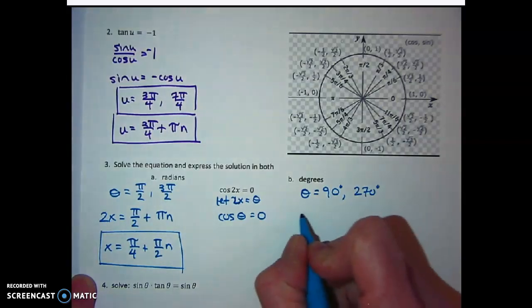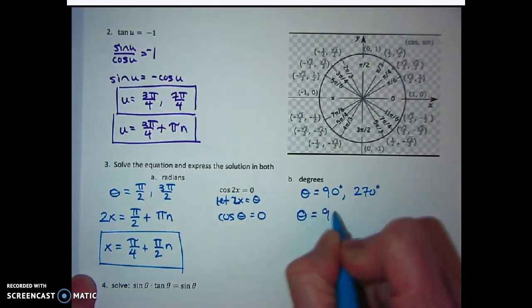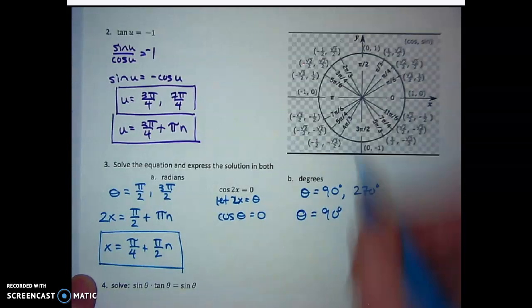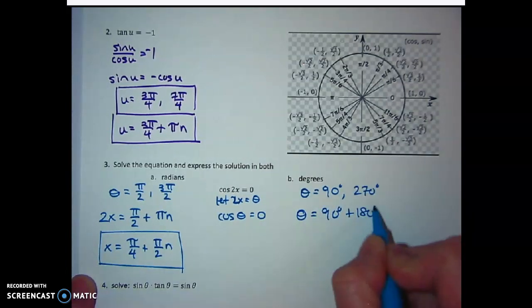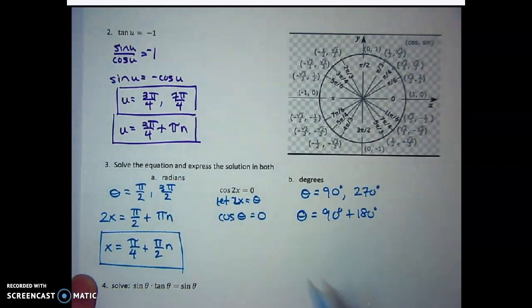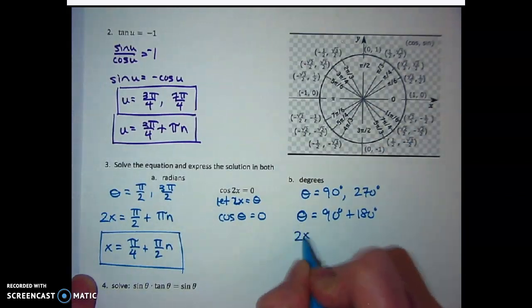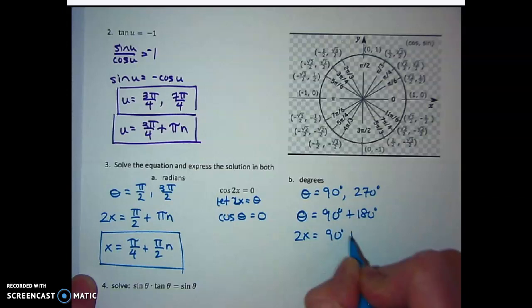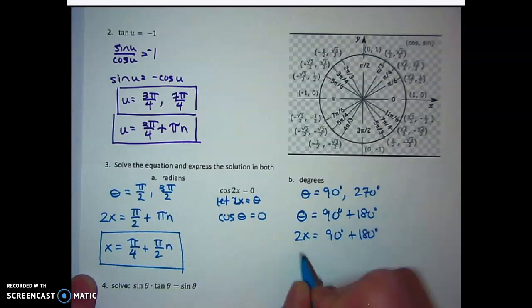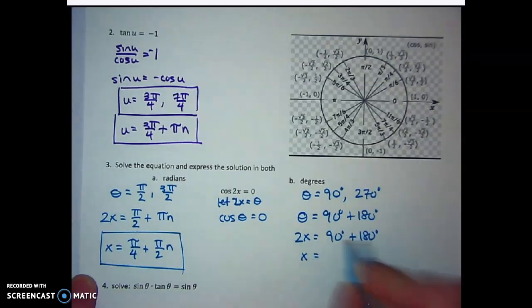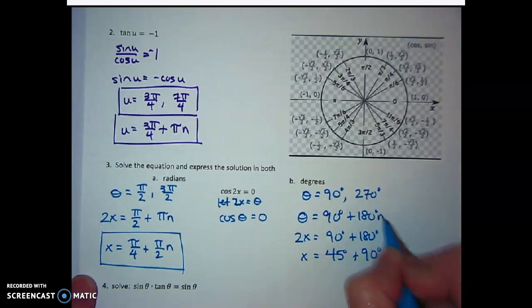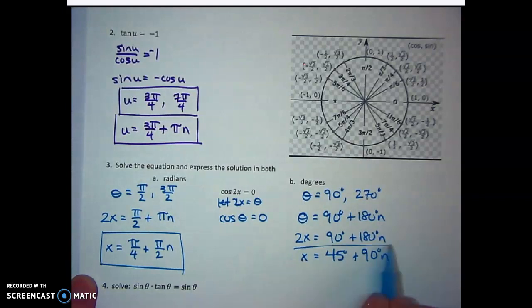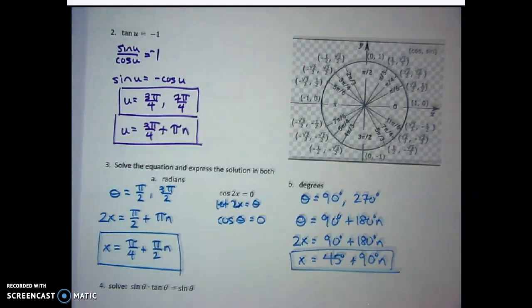Over here, this is going to be 90 degrees plus 180 degrees, right, to get down to the bottom. But again, it's not theta, it's actually 2x. So my general solution in degrees, dividing both sides by 2, is 45 degrees plus 90 degrees n. Oops, I forgot my n. And this is my general solution.